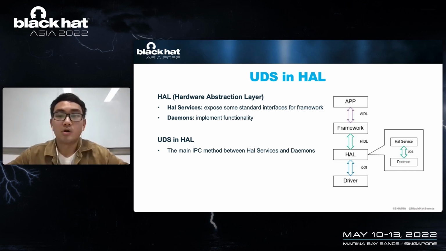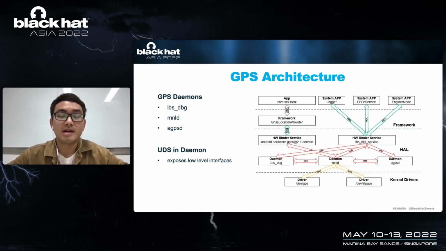Let's look at an example. The diagram shows the architecture of a GPS module. It contains 2 hardware vendor services and 3 daemons. The 2 services provide the framework with standard interfaces to use GNSS and LTE positioning protocol. And the core functions are implemented as these 3 daemons, in which LBS DBG is responsible for the GPS module's log. MNLD is responsible for GNSS related functions.